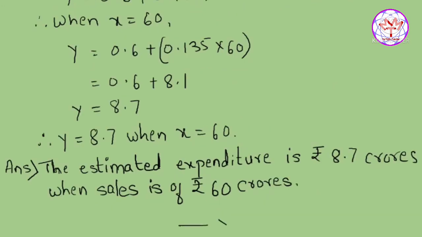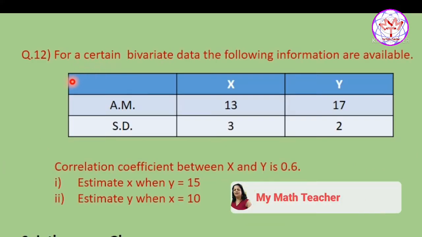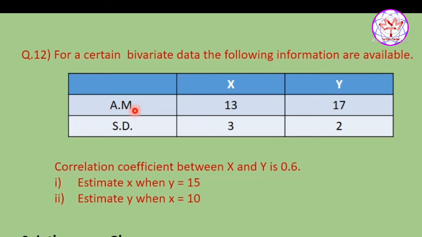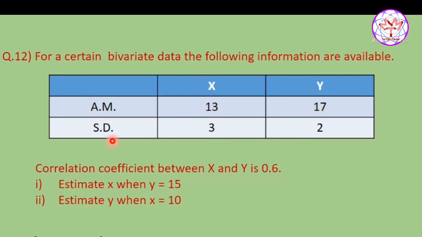So with this we complete question number 11. Let's start with question number 12. Question number 12 is, for a certain bivariate data, the following information are available. Arithmetic mean of x is 13 and of y is 17. Standard deviation of x is 3 and of y is 2. Then correlation coefficient between x and y is 0.6. Estimate x when y is equal to 15 and estimate y when x is equal to 10.